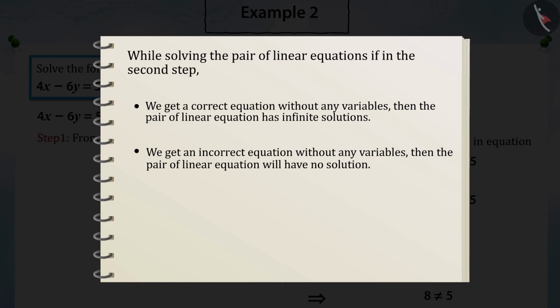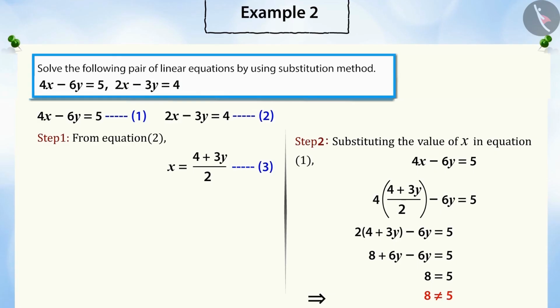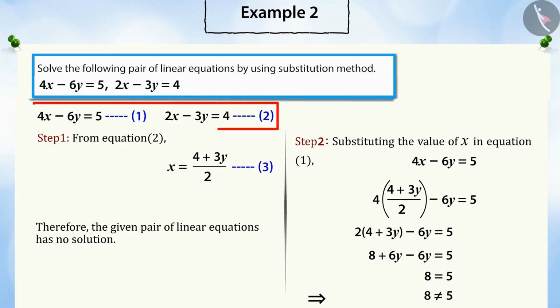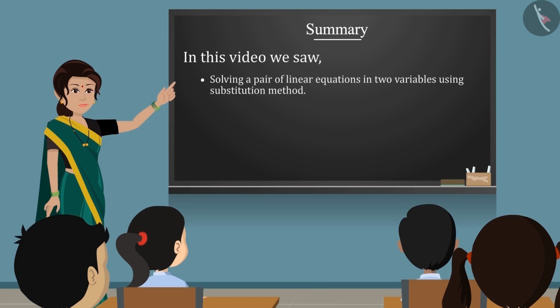And if we get an incorrect equation without any variable, then there will be no solution to the pair of linear equations. Because in this example, we got an incorrect equation without any variable, therefore, the pair of equations does not have any solution. In this video, we looked at some examples of solving linear equations in two variables using the substitution method. We also understood the importance of using the algebraic method. In the next video, we'll look at some commonly made mistakes while solving these questions.